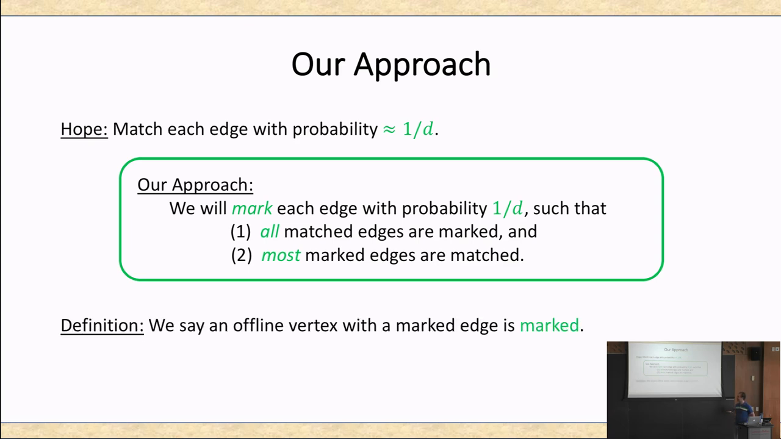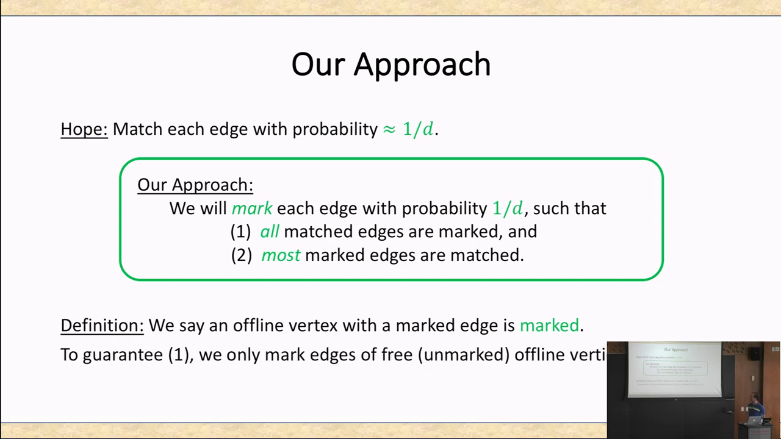So quick definition, so we're on the same page later on. We'll say an offline vertex with a marked edge is matched. And to guarantee that all matched edges are marked, we'll only mark edges of free, that is, unmarked offline vertices. So we've given a few bits and pieces of our general approach. I'll give the algorithm fully in 2 slides.